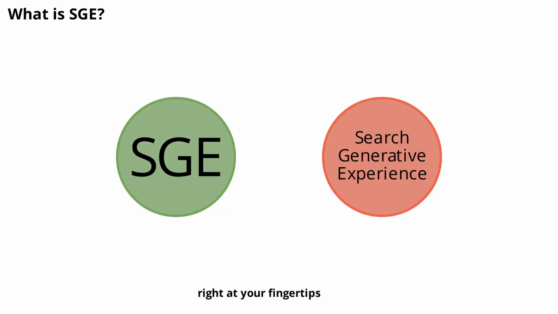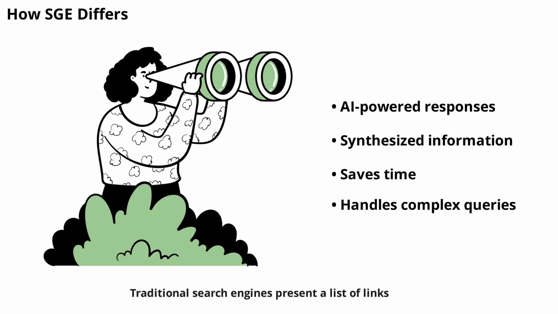Traditional search engines present a list of links, leaving you to sift through pages for answers. SGE, on the other hand, uses AI to understand your query and generate a direct, detailed response. This approach saves time and helps you find exactly what you're looking for, even if your question is complex or open-ended. SGE's ability to synthesize information from multiple sources sets it apart from conventional search tools.